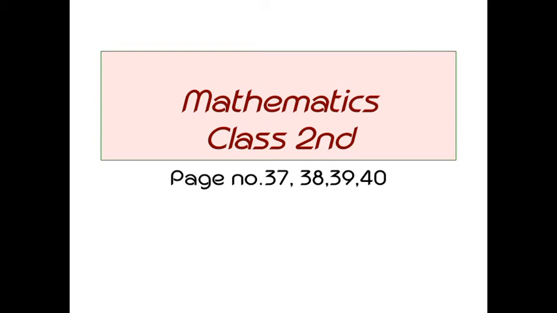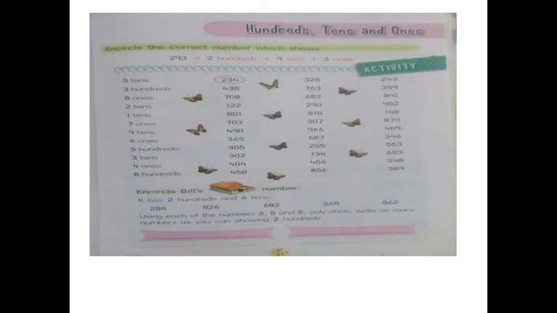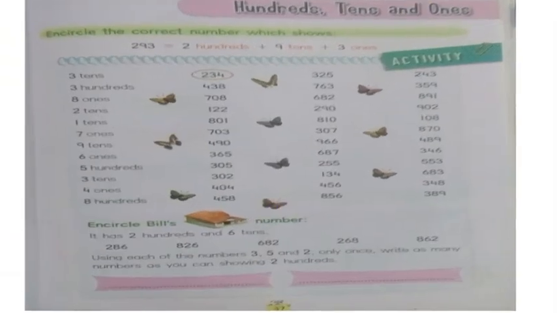Today I am going to explain your book page numbers 37, 38, 39 and 40. So let's see what is there on page number 37. This is your book page number 37. You can take out your book along with this video. Here the topic is hundreds, tens and ones. You know what is the meaning of hundreds, tens and ones in mathematics.